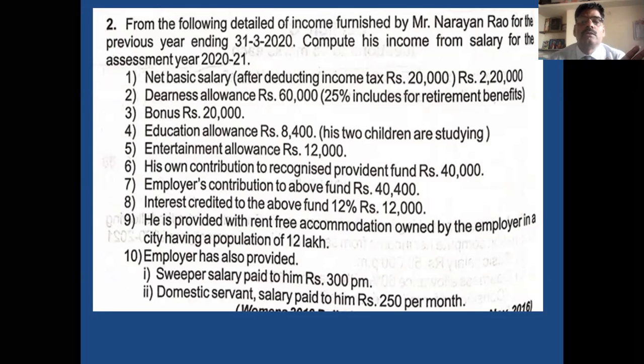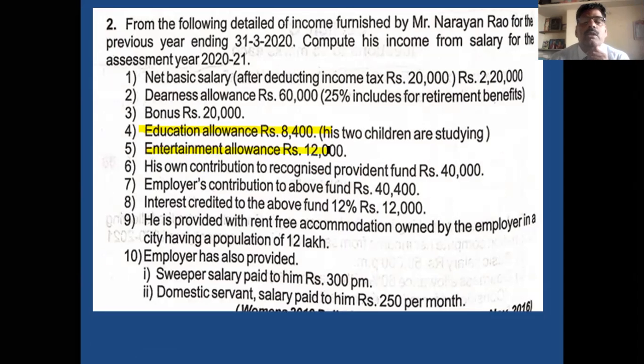And this 8,400 is for 2 children, no doubt. I agree with that. Then you take the 8,400 in the inner column and deduct the exempted allowance. Exempted allowance is 100 per month per child, maximum for 2 children. So 100 into 12 is 1,200 per child. And for 2 children, 1,200 plus 1,200, 2,400 is the maximum allowable. Therefore 2,400 is exempted, remaining is taxable regarding education allowance.